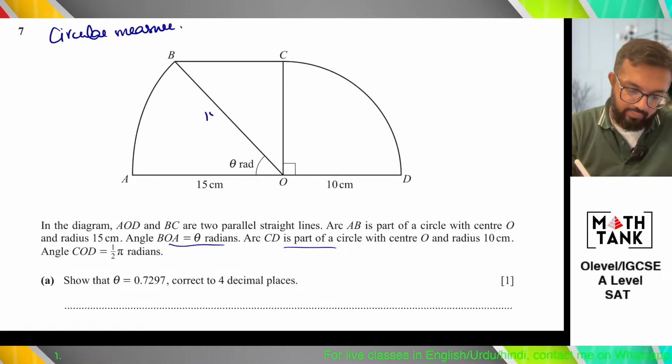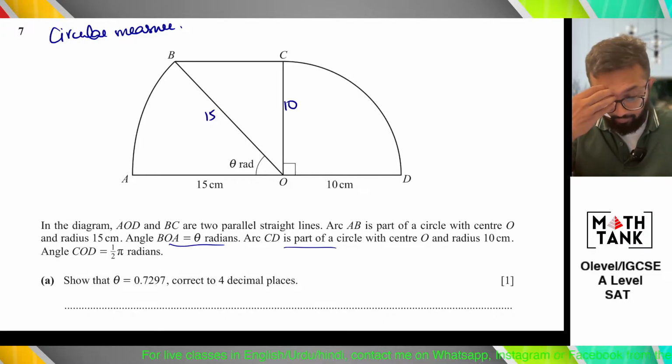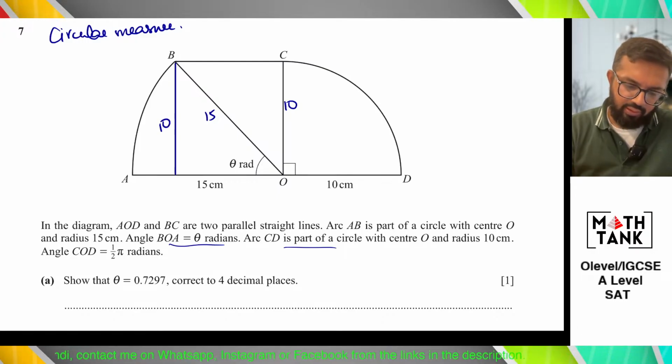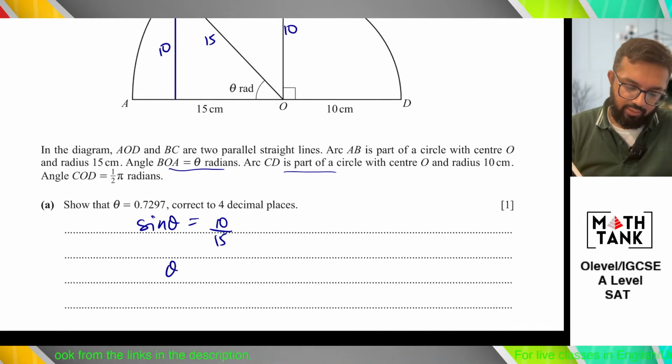Okay, so this is 15 and this has to be 10. I can draw a straight line here and call this also 10. Then I can say that sine theta equals to 10 over 15. Theta equals to sine inverse of 2 over 3.